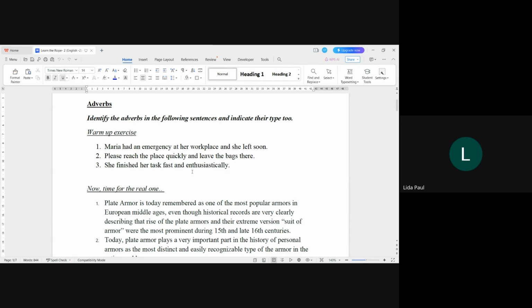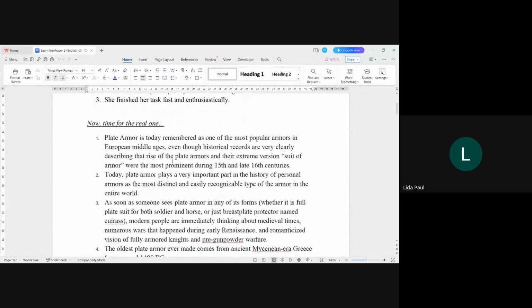Okay. Right. So you have quickly, and you also have there, both acting as adverbs. Then, "She finished her task fast and enthusiastically." Fast and enthusiastically as well, I think. Yeah, both. Okay, you have both enthusiastically and fast as your adverbs. Okay, we'll move on to this one.